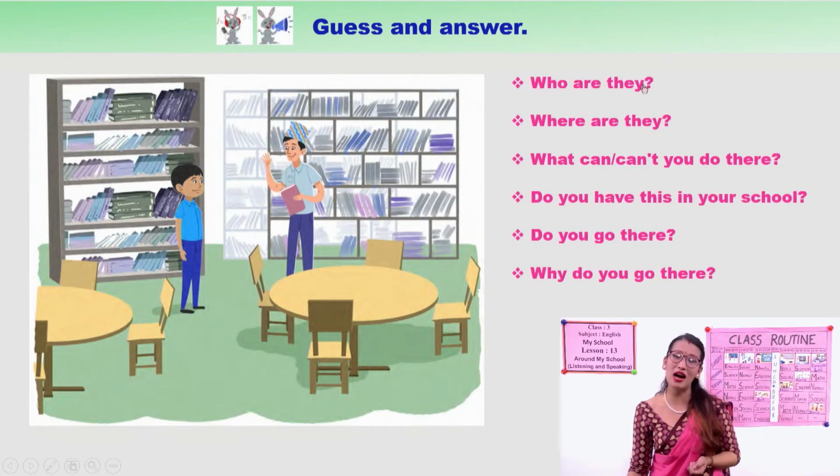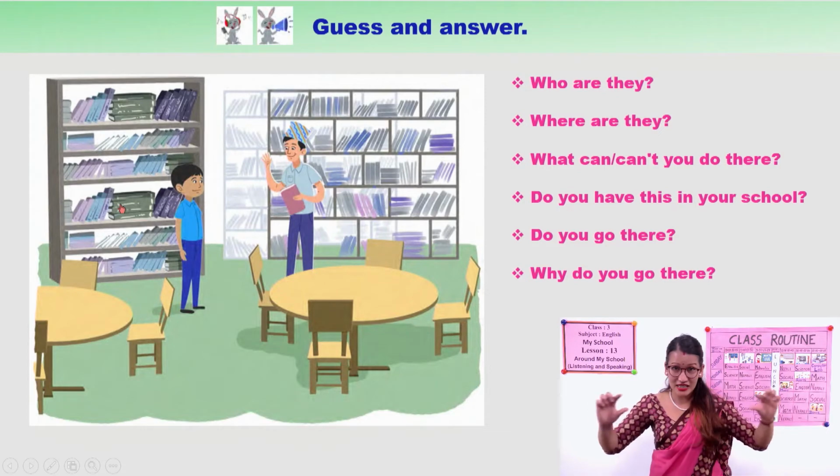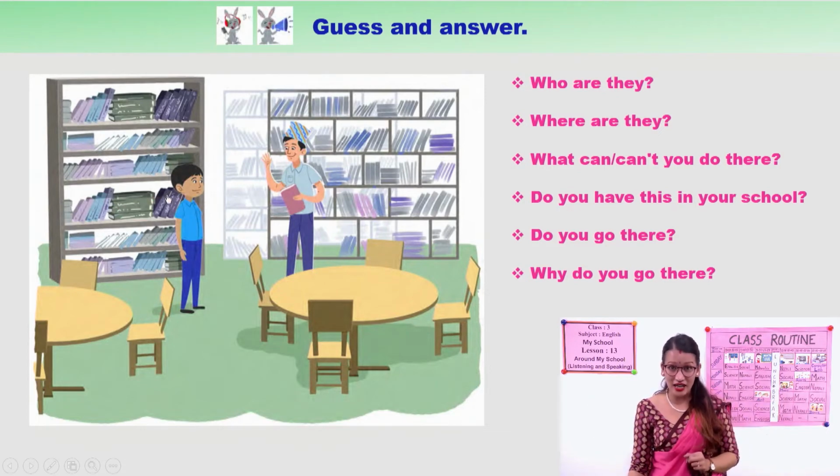Can you tell me who are they? They are teacher and student. Good. Where are they? Can you tell me where are they? In a sentence. They are in a library. Good. What can we do in the library? We can read books in the library. And what we can't do? We can't talk. We can't make noise in the library, yes?